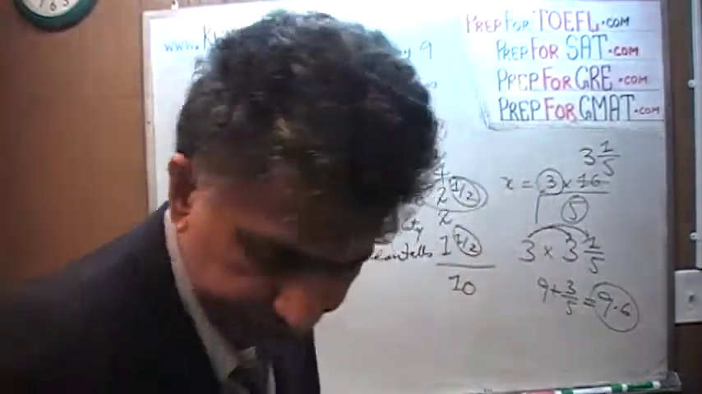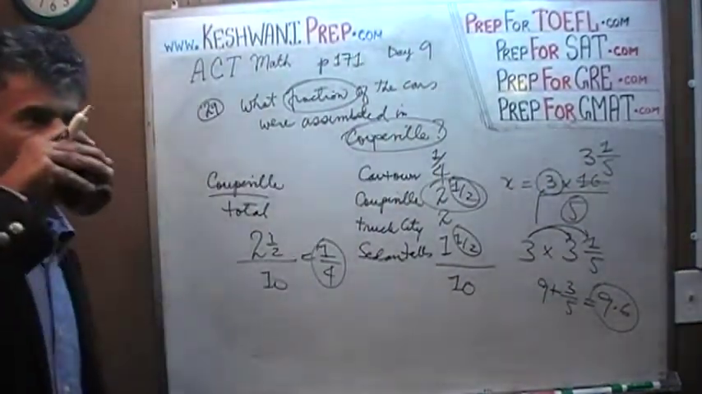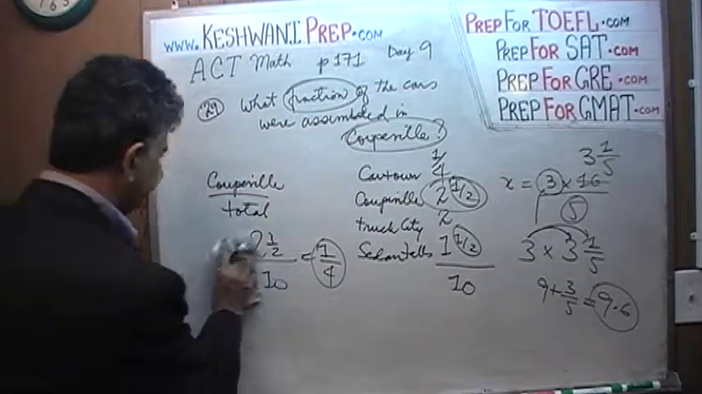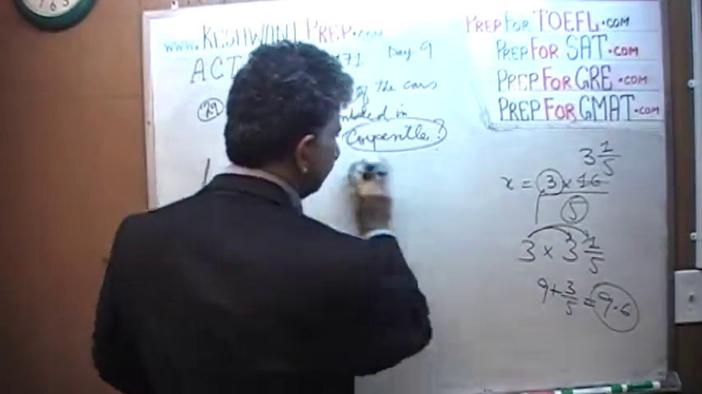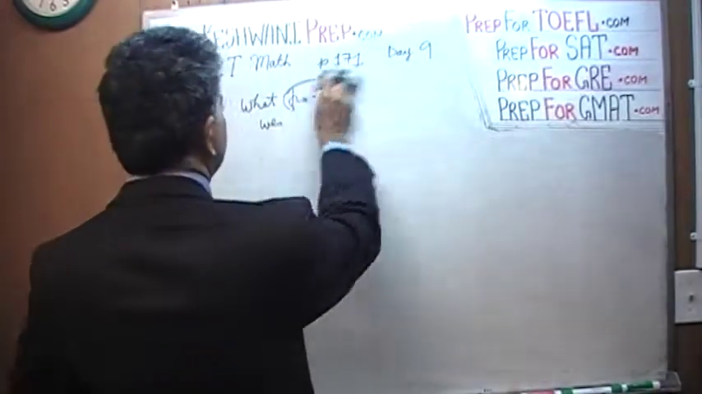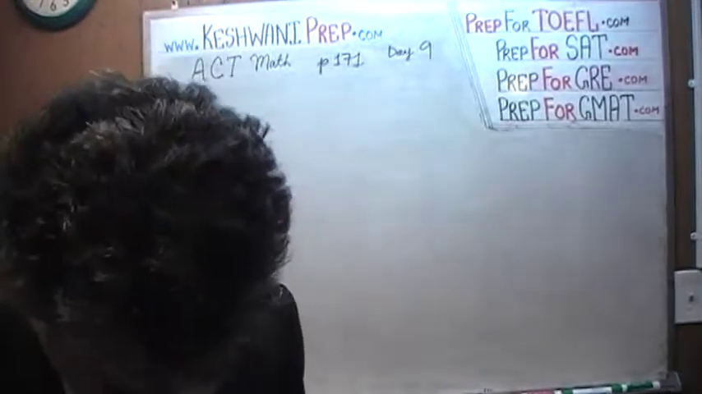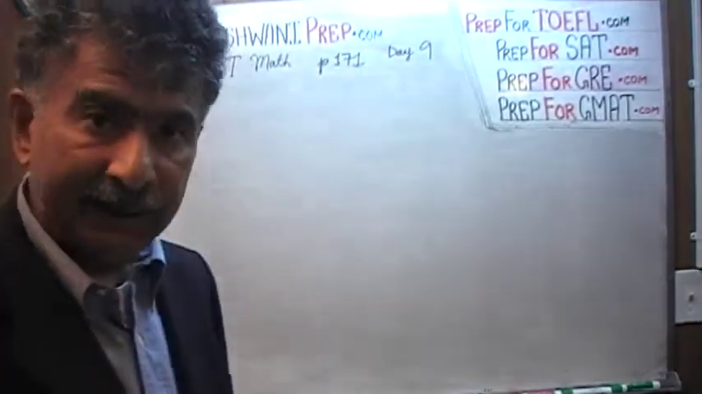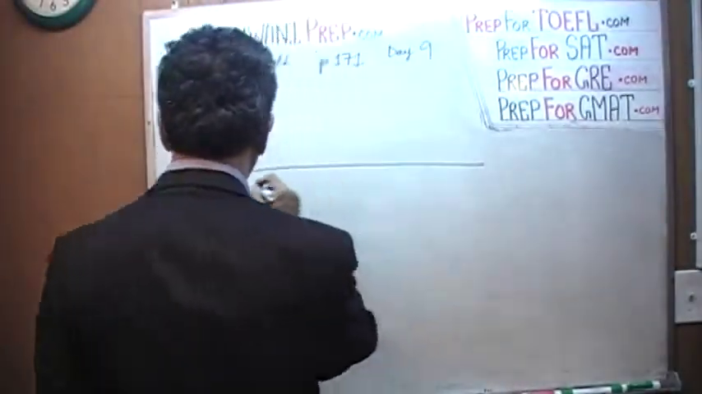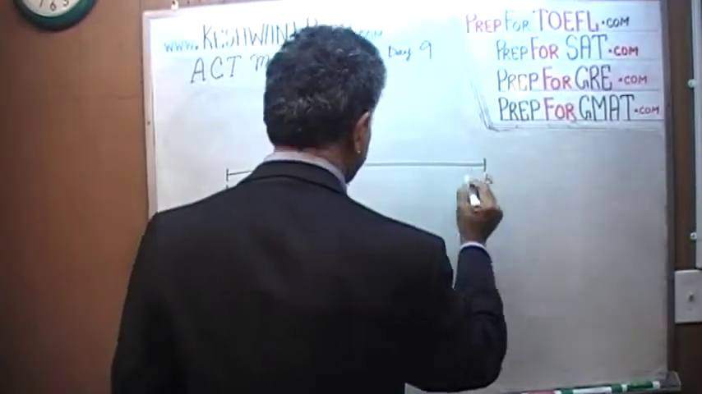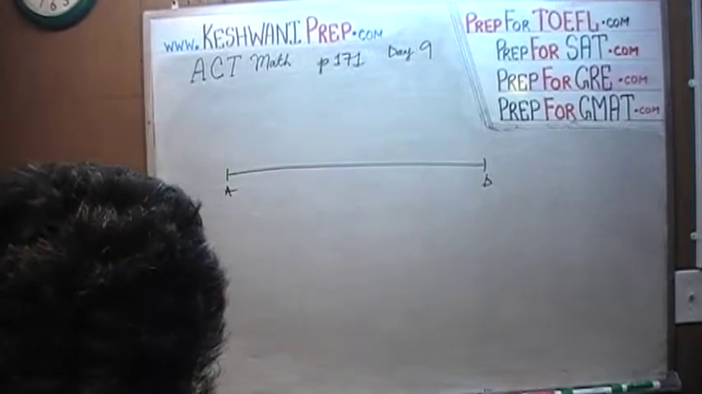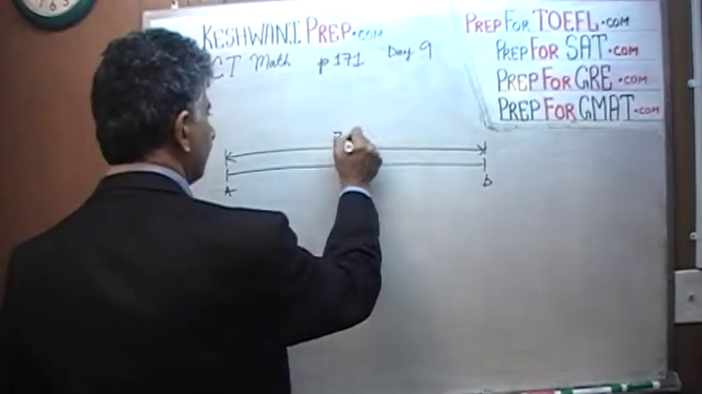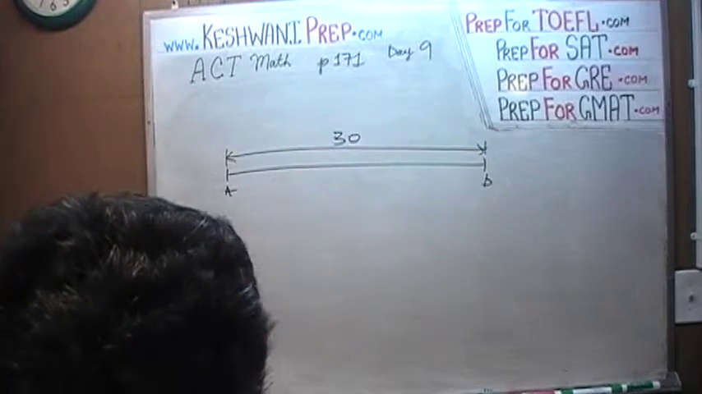Let's go to the next one, number 30. In number 30, we are told that points B and C lie on line AD. Alright, so here's our AD. How long is AD? They go on to tell us that AD is 30 units long. And they say that A to C is 16.